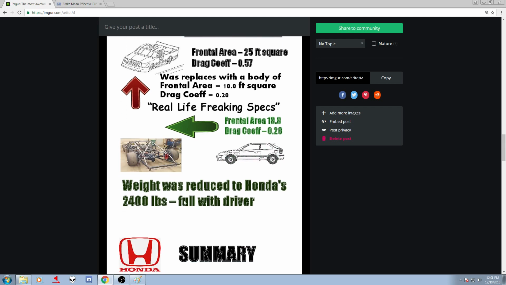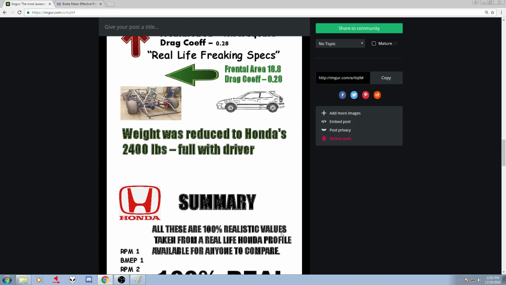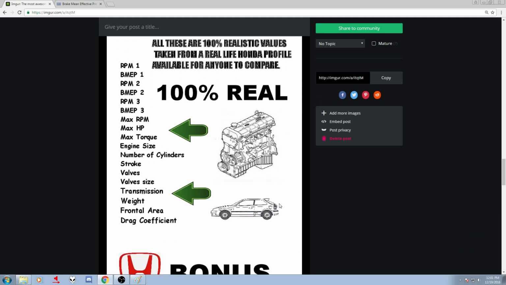Those values are still NASCAR, as you can see right here, like NASCAR chassis. I know this is not a NASCAR chassis, but everything is left stock as of the game with chassis and tires. We have reduced the weight to 2,400 pounds, as I weighed my car earlier, before I drove the Honda Civic in real life. This list right here is all the values that have been changed. All are 100% real.